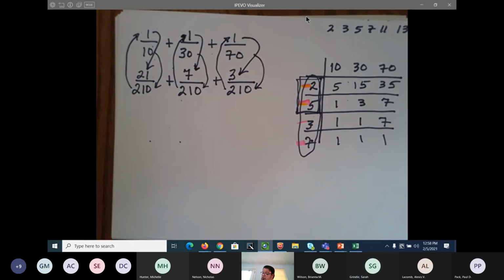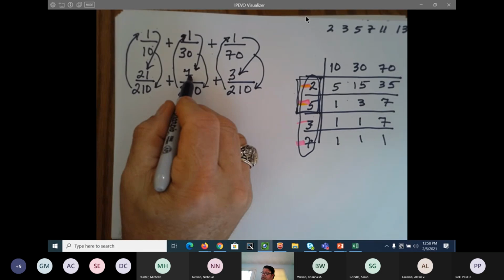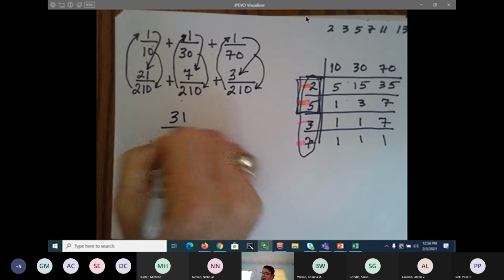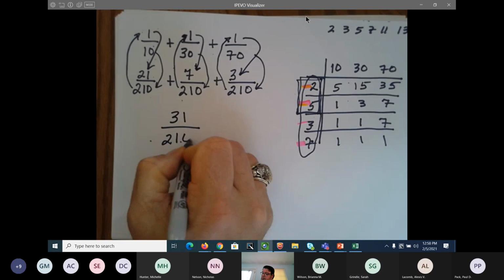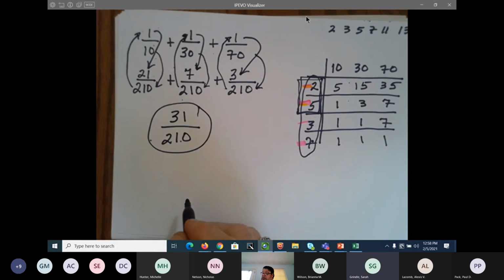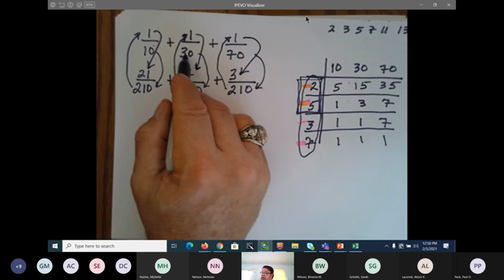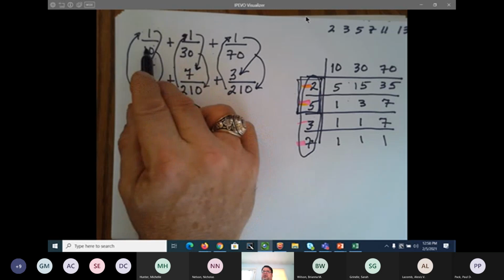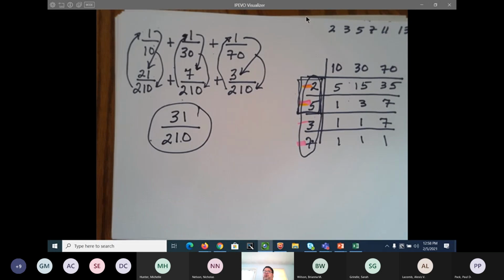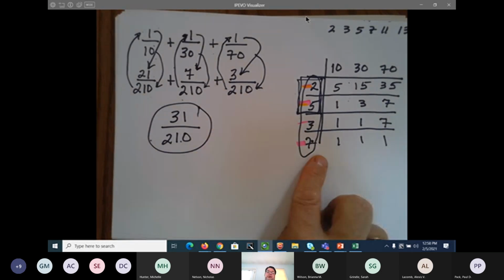So 21 plus 7 is 28, and 28 plus 3 is 31, and our answer is 31 over 210. Now, if you wanted to, somebody takes 70 and multiplies that by 30, you get 2,100, and multiply that by 10, you get 21,000. You go ahead and try this with 21,000 as the common denominator. See if you don't quit in the middle of the problem or reach for a calculator in the middle of the problem. That's what students do because they don't know how to find that 210.